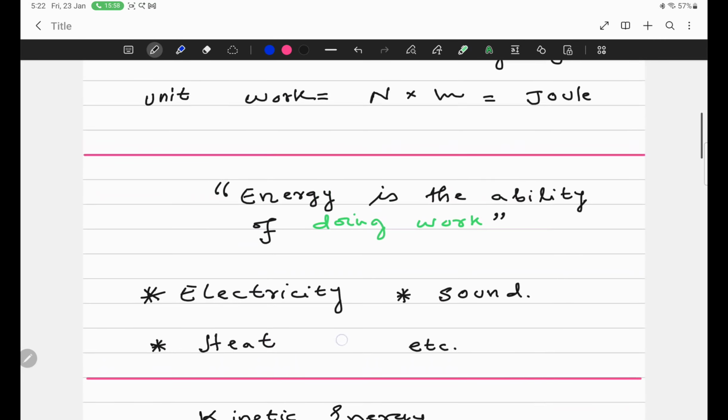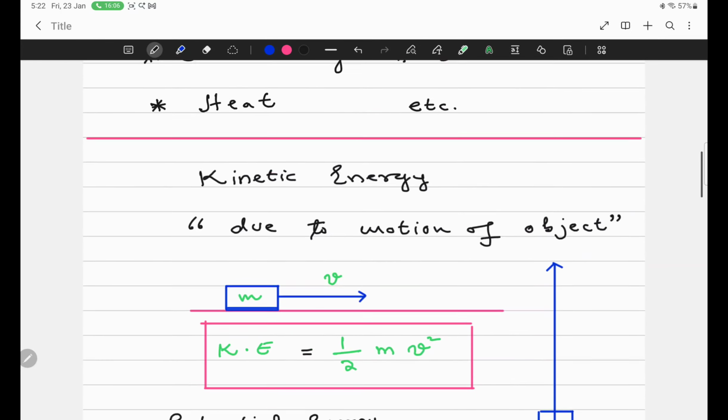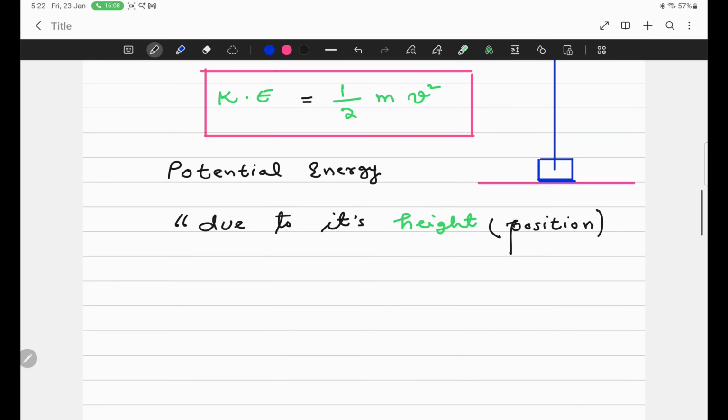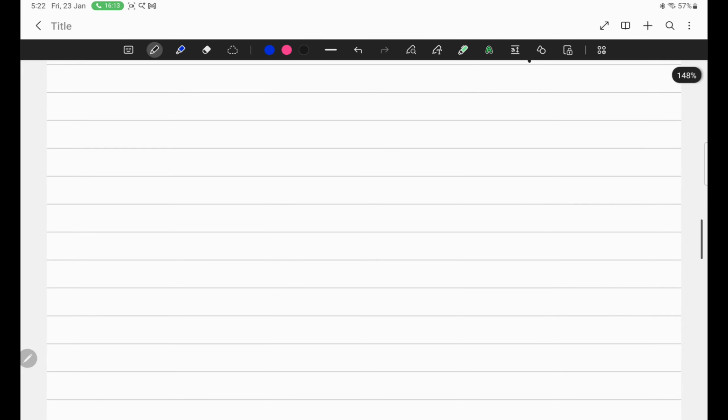Energy is the ability of doing work. What is work? Sir, work is the product of force and displacement. Work is the product of force and displacement. And now I am checking, okay, are you in class? But Nevia, can you define what is work, Nevia?